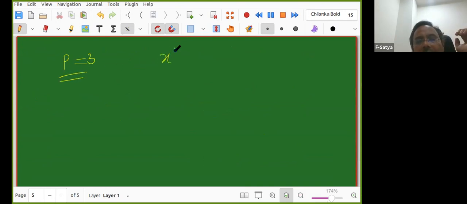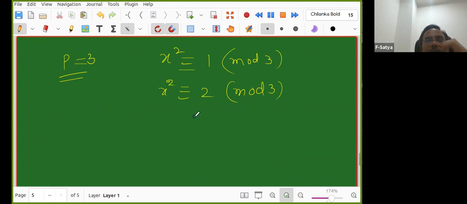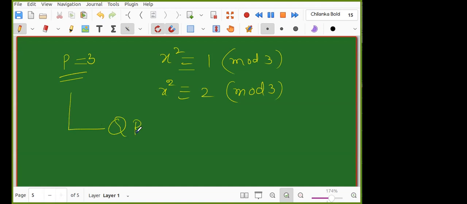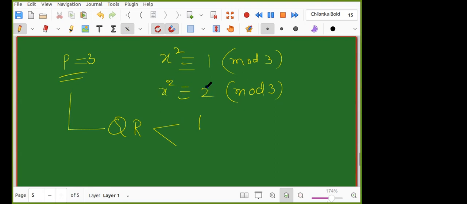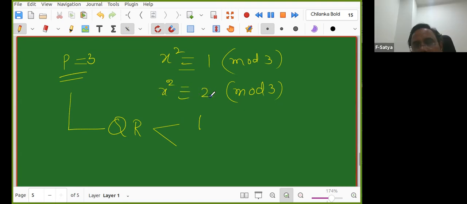See, we need to check x square is congruent to 1 modulo 3 and x square is congruent to 2 modulo 3. So which one has solutions? Both of them or only one? One, right? So one anyhow is a quadratic residue. Is 2 also a quadratic residue? 1 square is not congruent to 2 modulo 3. 2 square is also not congruent to 2 modulo 3. So this is not a quadratic residue.